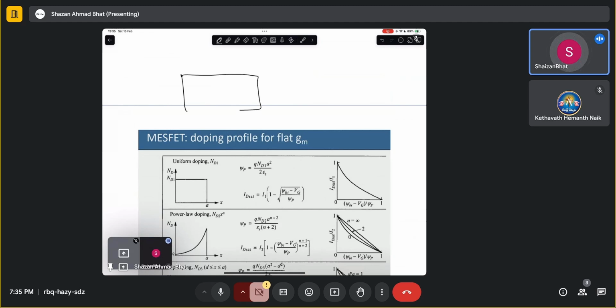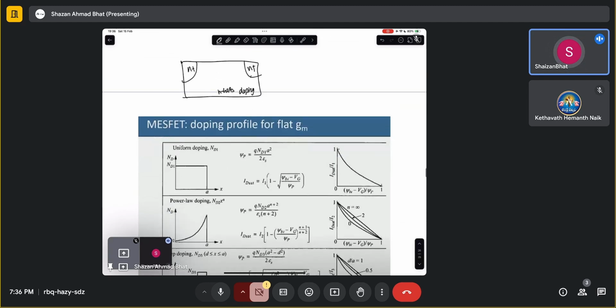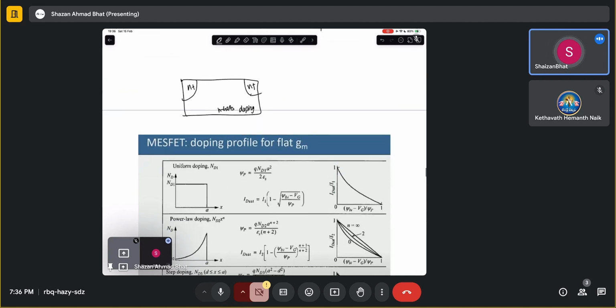This is the doping profile, the doping of this. How do you dope it? Let's say you have n-type gallium arsenide here and n plus regions here. Do you dope this region uniformly, or exponentially, let me draw it, or as a delta function? It is going to have an impact on the GM characteristics, because that depends on the doping concentration and how it varies throughout the channel.